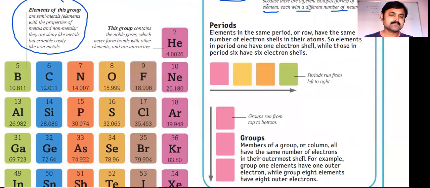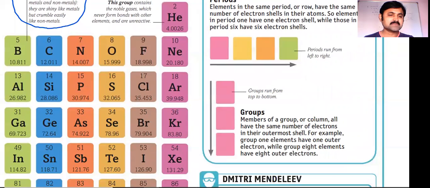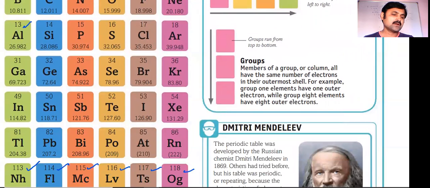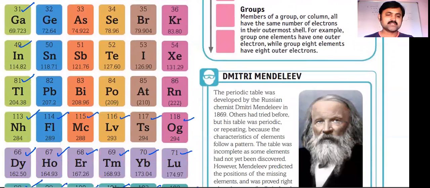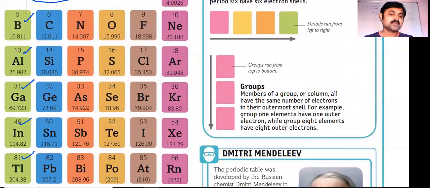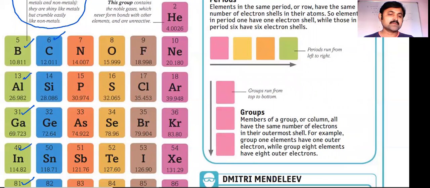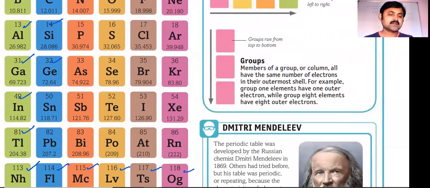And moving on to other information here, if you see the elements of the boron family, these are semi-metals, elements with the properties of both metals and non-metals. So they are shiny like metals, but crumble easily like non-metals. Boron, aluminum, gallium, indium, and thallium are present in this. Next is the carbon family: carbon, silicon, germanium, tin, and lead are present.